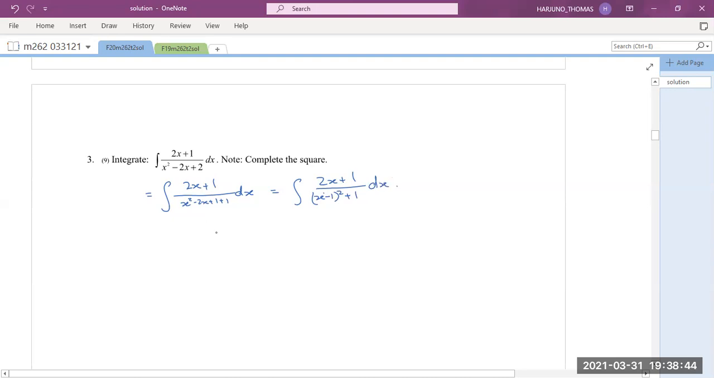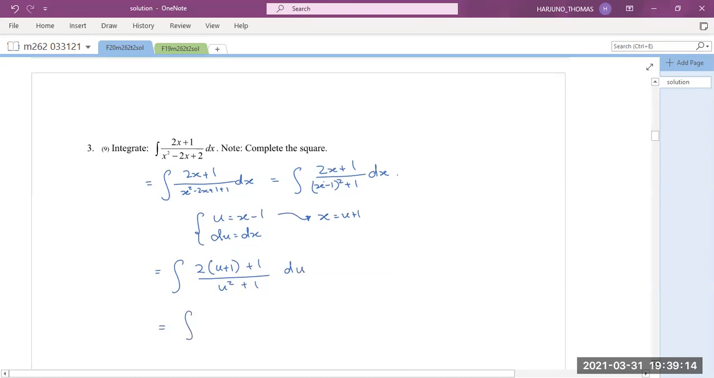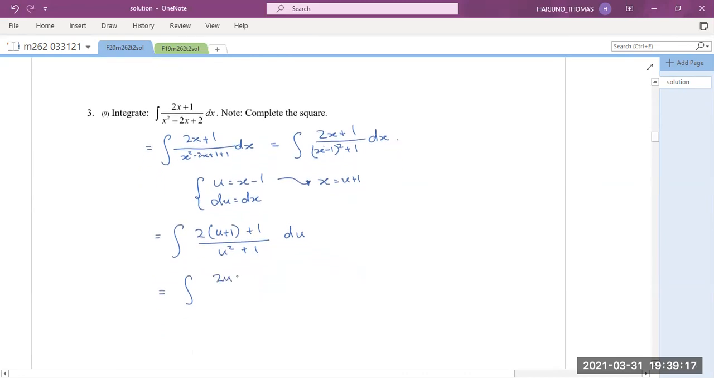Oh, u-sub. So let u equal x minus 1, du equals dx. So on the top, there will be 2 times u plus 1, because x is then u plus 1. Plus 1 over u squared plus 1 du. But that is the integral of 2u plus 3 over u squared plus 1 du.